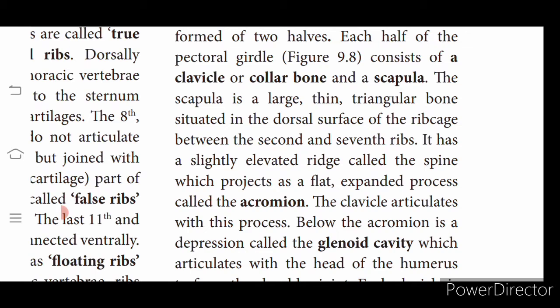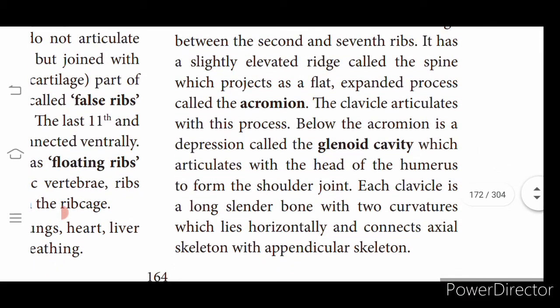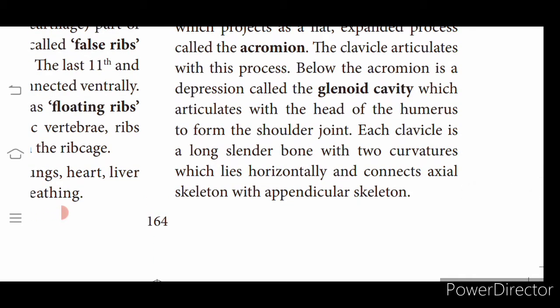The scapula is a large thin triangular bone situated on the dorsal side of the rib cage between the second and seventh ribs. It has a slightly elevated ridge called the spine. The projection as a flat expanded process is called the acromion. These are different regions in the scapula. The clavicle articulates with this process, and below the acromion is a depression called the glenoid cavity. Do you follow? Collarbone, did you touch and feel? Scapula, do you have it? In between the collarbone and scapula you have the upper limb.